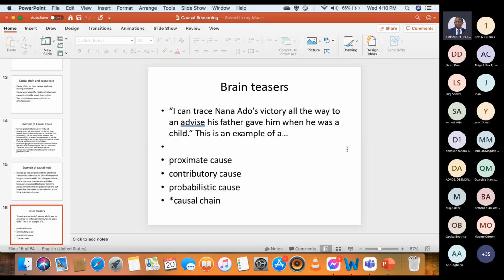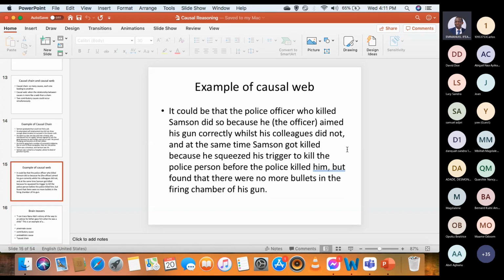So there's no room for that. But the other kinds of causes can possibly be probabilistic causes. Contributory causes could be probabilistic causes, although some contributory causes will be necessary causes. A contributory cause for human life is oxygen. It is necessary. But you can see that some contributory causes to Samson's death are probabilistic.